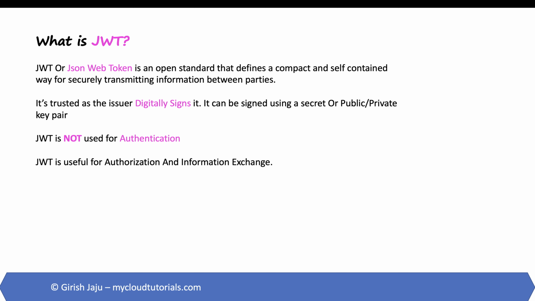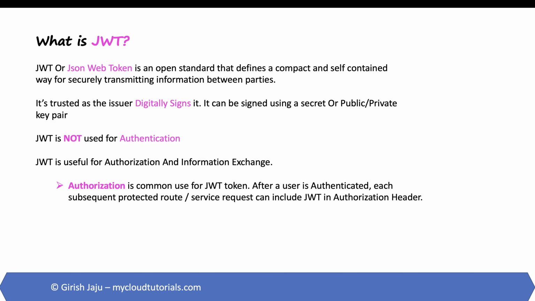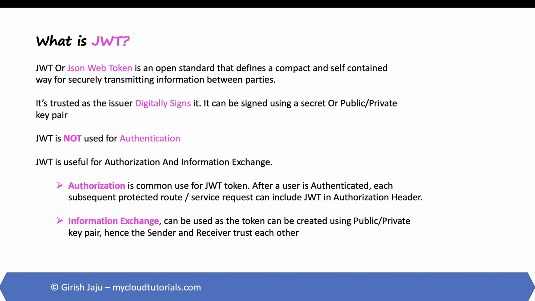JWT is used for authorization and information exchange. Authorization is a very common case. After a user is authenticated, each subsequent protected route or service request can include the JWT in the authorization header, which the server can verify. In information exchange, a very common scenario is generating the JWT token using a public and private key pair, so the receiver and sender both trust each other.